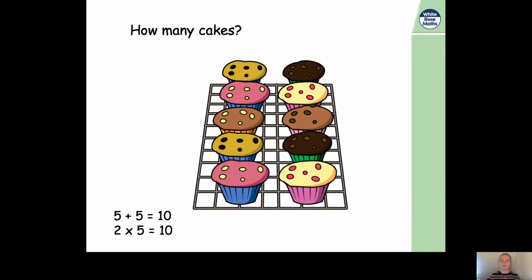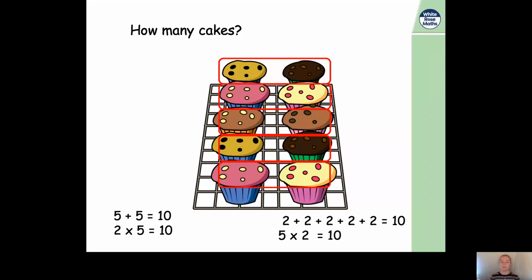Now, what about the rows? We have 1, 2, 3, 4, 5 rows. So we have 5 rows with 2 muffins in each. So we're going to have to add 2 5 times. So it's going to be 2 plus 2 plus 2 plus 2 plus 2 equals 10. Or because we've got 5 rows with 2 in each, we have to do 5 multiplied by 2 equals 10. Fantastic. Well done if you got that right.